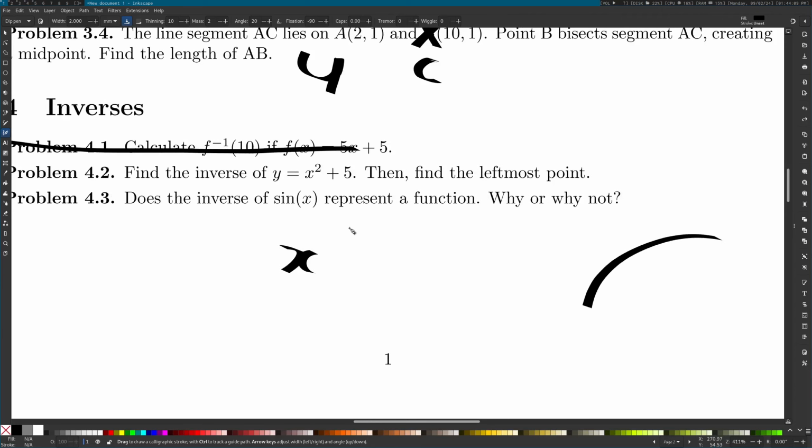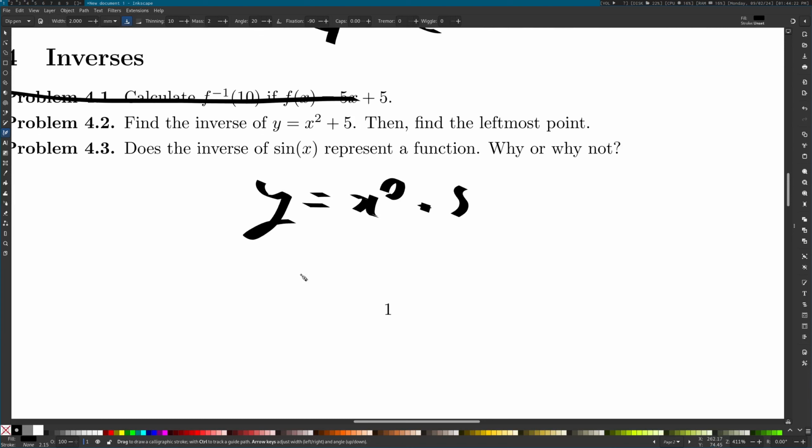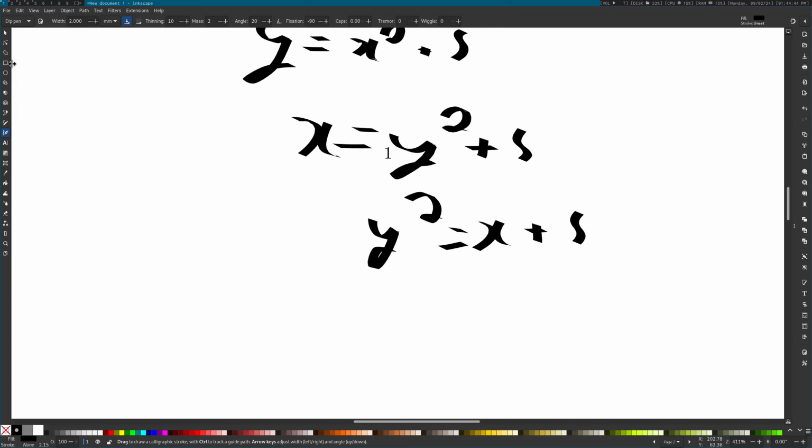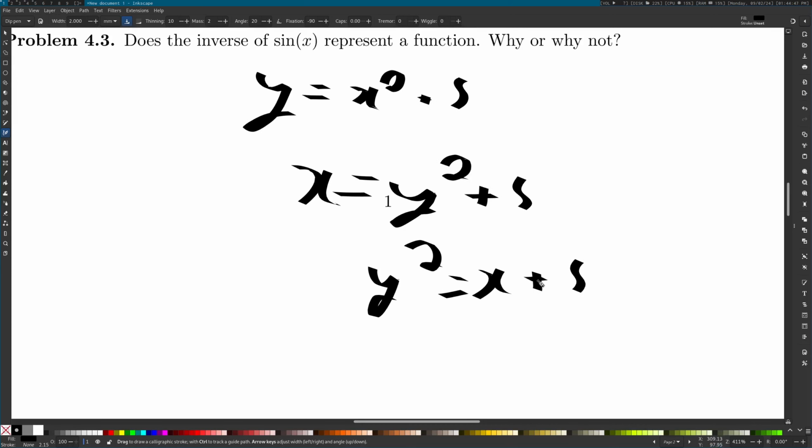Hey, Adrian, to demonstrate my skills, I think you should let me do the inverse of that. Alright, let's start from the beginning. We swap out x and y. So then you get x equals y squared plus 5. Then since you're trying to solve for y, you switch them again. So then you get y squared equals x plus 5. Oh, I'm sorry, x minus 5. And then you square root both sides.